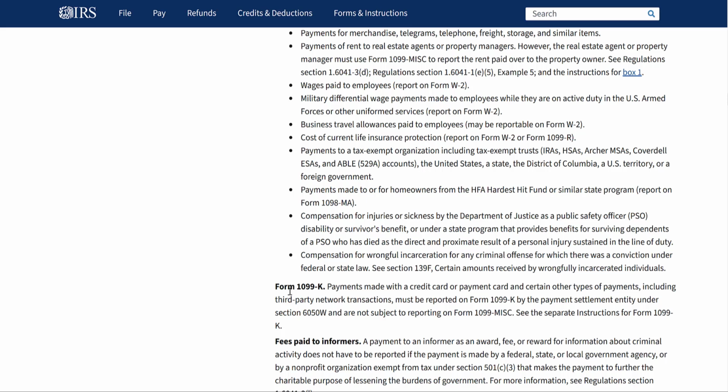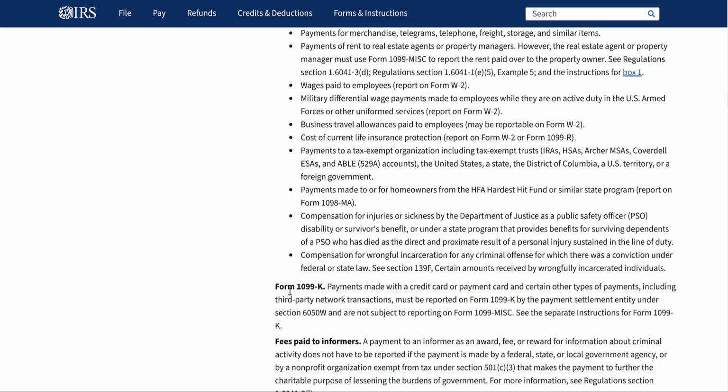Items that would not be subject to 1099-K reporting. If you paid somebody in cash, like physical cash, that physical cash is not subject to 1099-K reporting, okay? Because there's no third party involved. You're literally handing somebody cash. Checks, unless it's some sort of electronic check, it is not subject to 1099-K reporting. Electronic checks may or may not be.